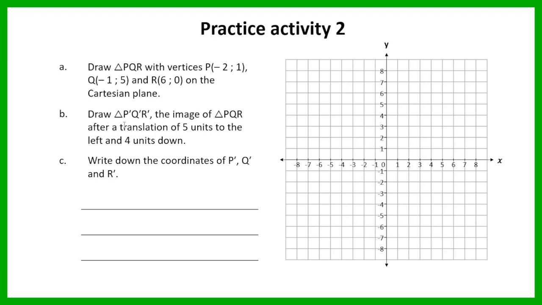Then you need to draw the triangle P prime, Q prime, R prime, which is the image of triangle PQR after it's been translated 5 units to the left and 4 units down. And then you need to write down the coordinates of P prime, Q prime, and R prime. Okay, so I'm going to give you 2 minutes to work on this example.